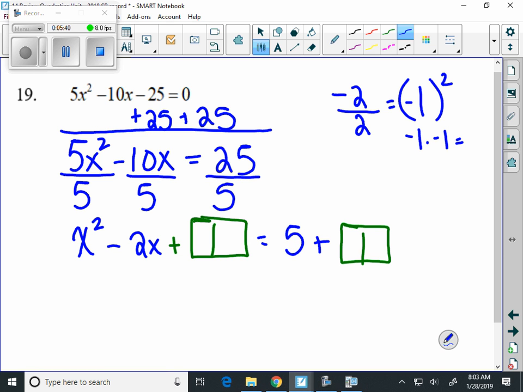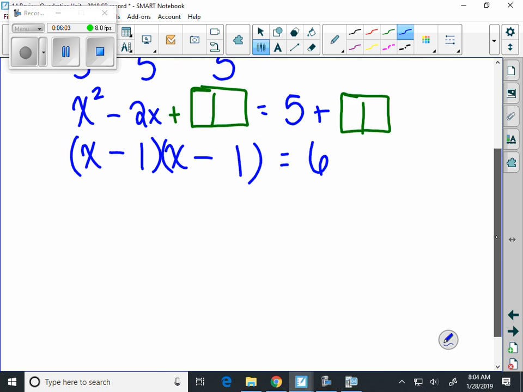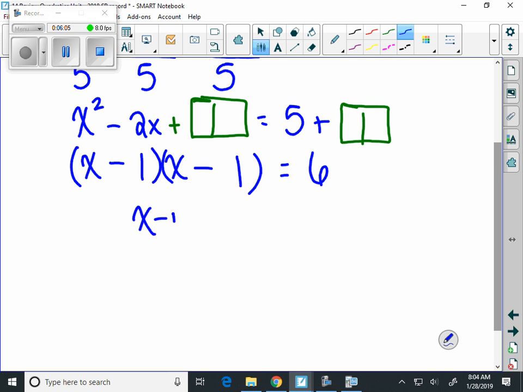Which leads us to step 4, which is to factor. And once again, a reminder here. When we factor, those parentheses have to have the same value. x squared is x times x. 1 is 1 times 1. And the sign in front of the 2 is a negative, so these are both going to be negatives. On the right side, 5 plus 1 is 6. And we condense. x minus 1 squared equals 6.